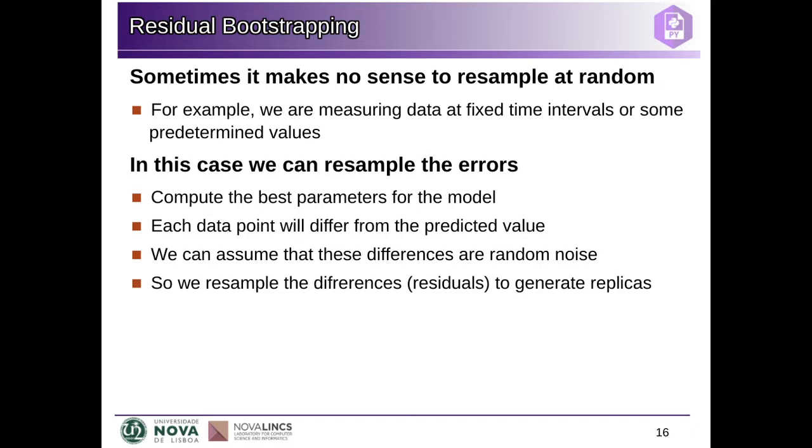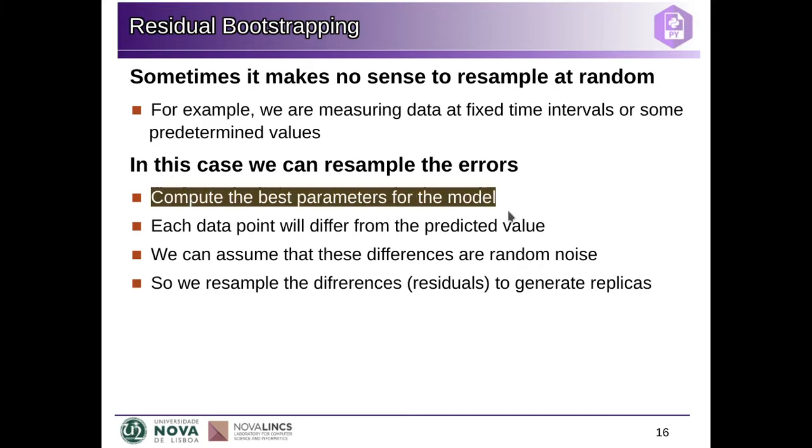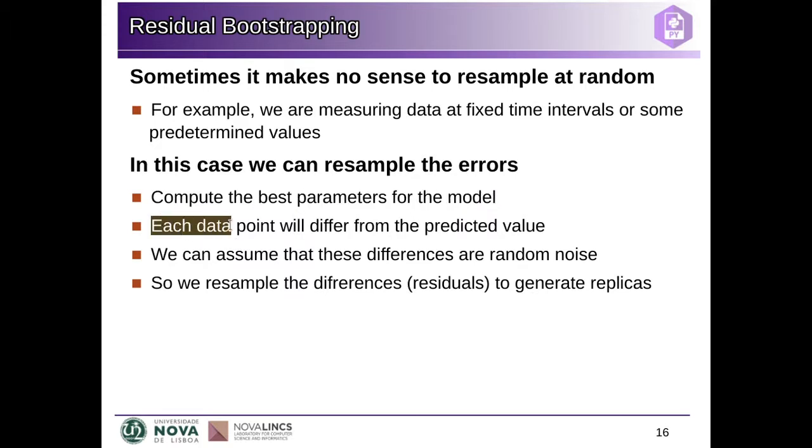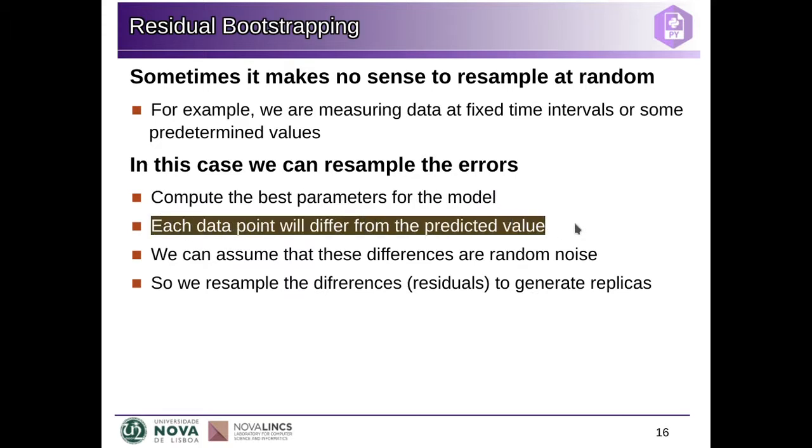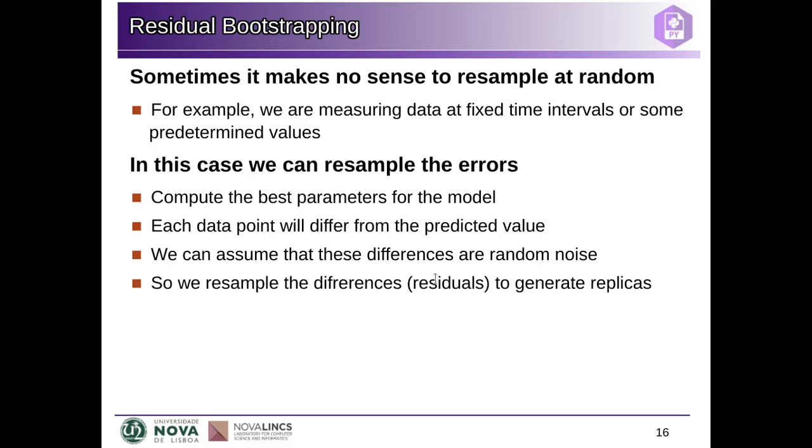So for these cases where simple resampling is not adequate, what we can do is assume that the errors between the prediction, between our best model and the data, are the ones that are random noise. So basically, we're going to compute the best parameters for the model, and we're going to compute the predictions for each of our data points. Each data point will have some difference from the predicted value, some error. This error is the residual for that data point.